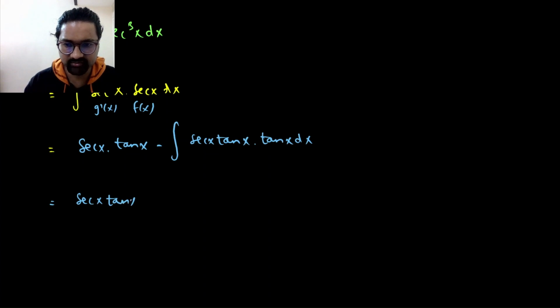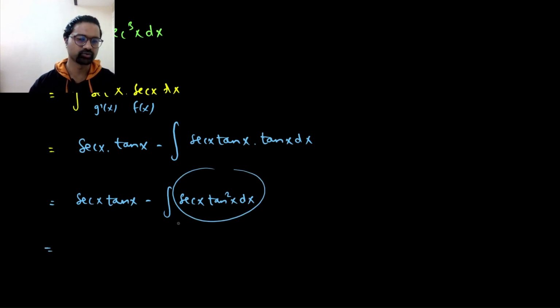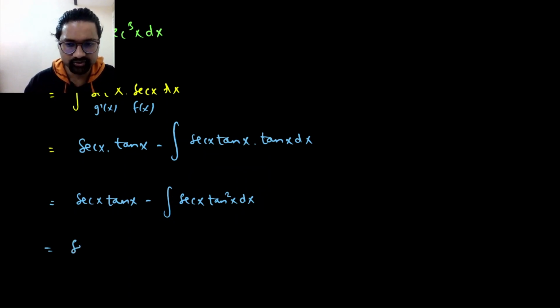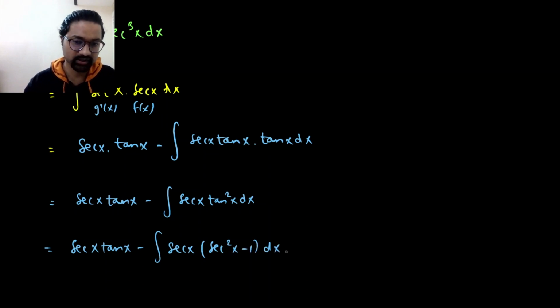So sec x tan x remains as it is. Tan x times tan x is tan square x dx. And once again, I don't really know how to integrate this, sec x times tan square x. So I'm going to do some manipulation over here. Can I write tan square x as sec square x minus 1? Of course I can, because that's the Pythagorean identity from trigonometry, right?